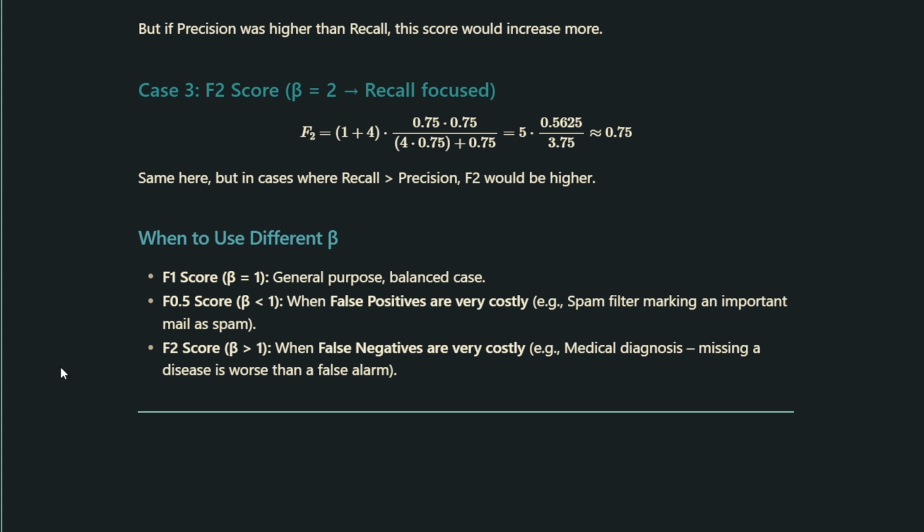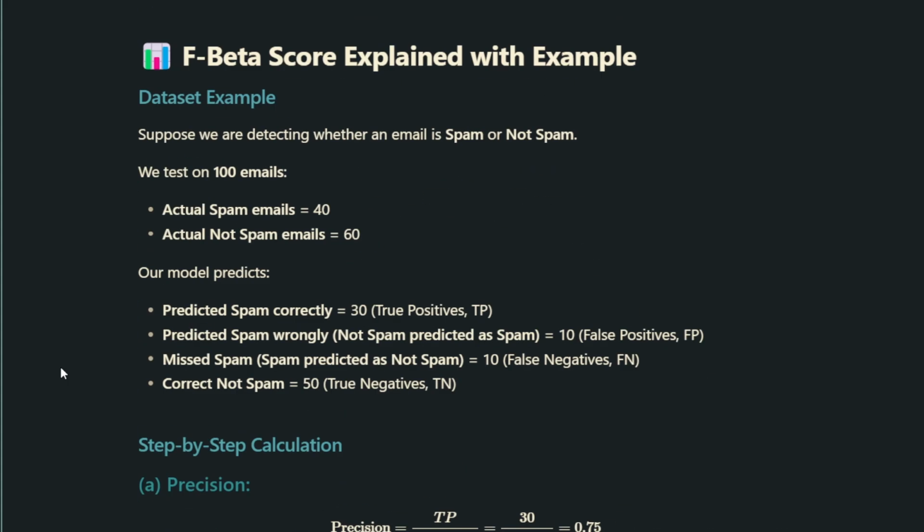And that's a wrap up for today's session. We started with why we need the F score, explored examples, broke down the F1 score step by step, and then extended it into the more flexible F beta score. Now you know how to balance precision and recall depending on what really matters in your problem. I hope this made the concept super clear for you.